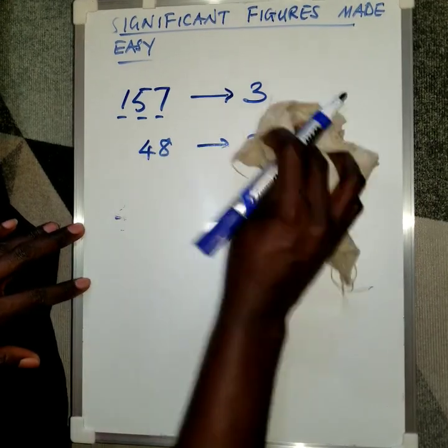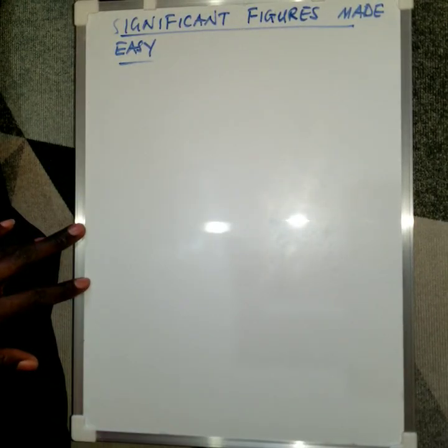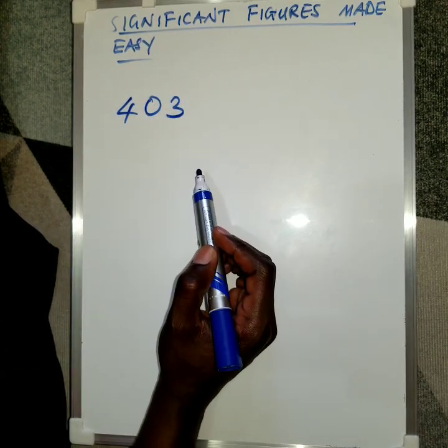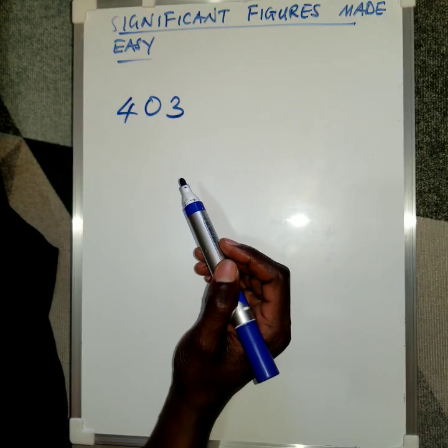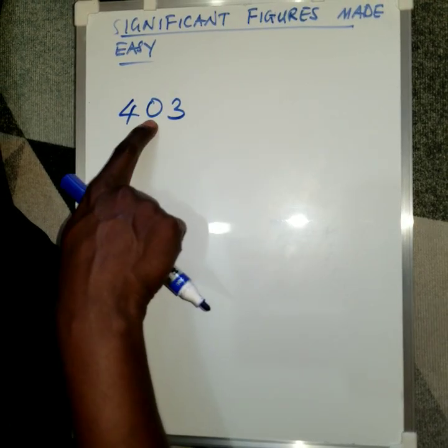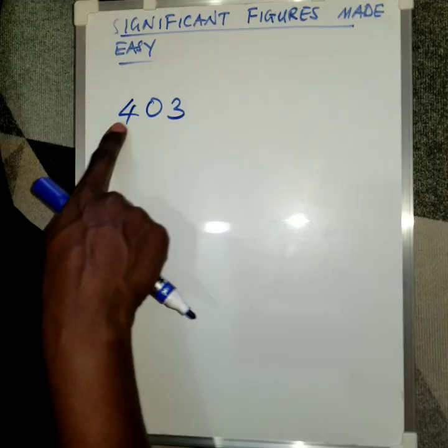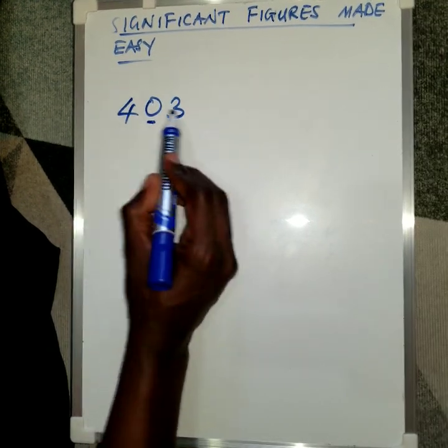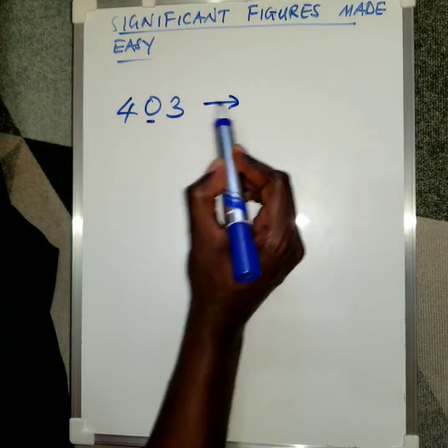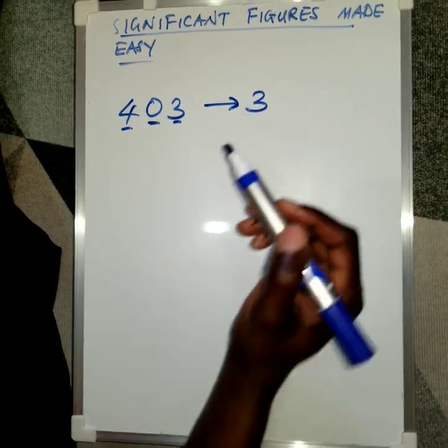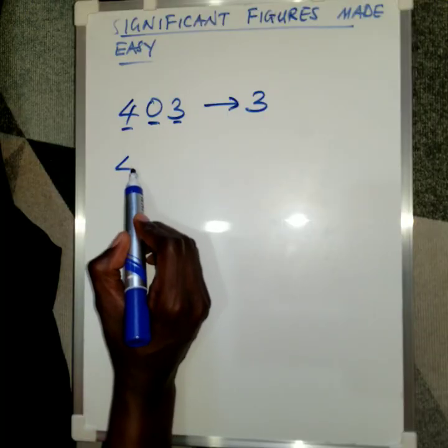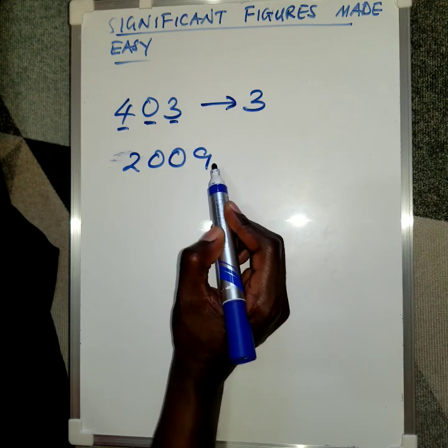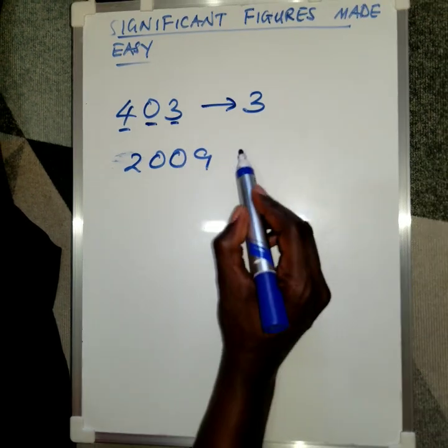Now suppose you are dealing with a number that looks like this. For example, 403. How many significant figures are there? Of course, if you find that there's a 0 between non-zero digits, it simply means that this 0 is actually significant if it is found between non-zero digits. So there are 1, 2, 3 significant figures. Suppose you have a number such as 2009. How many significant figures are there?